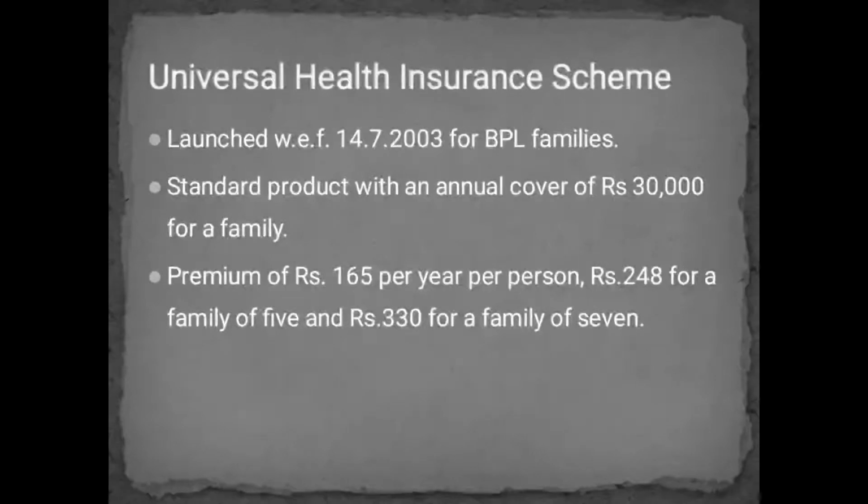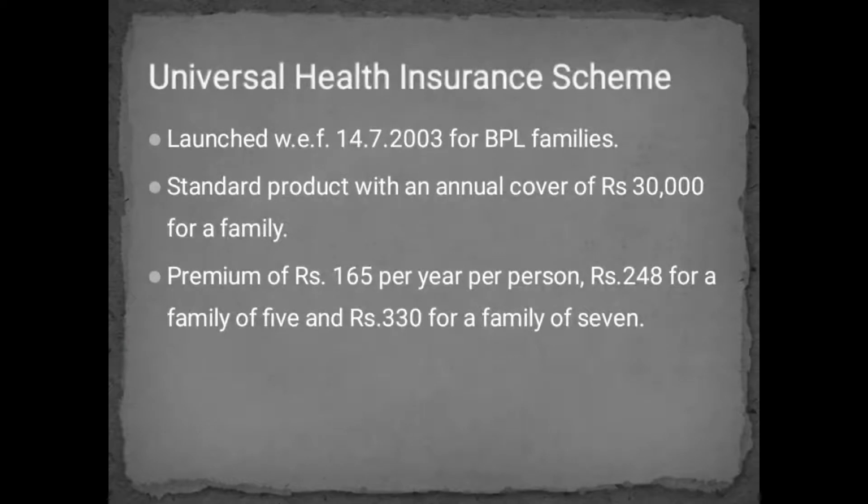Universal Health Insurance Scheme, another social health insurance scheme, was launched with effect from 14/7/2003 for BPL families, below poverty level families. This was framed as a standard product with an annual cover of rupees 30,000 for a family. It's not a big amount, but it is only for the below poverty level families. The premium is rupees 165 per year per person, rupees 248 for a family of 5 and rupees 330 for a family of 7, according to the number of persons in the family they have to pay per year.